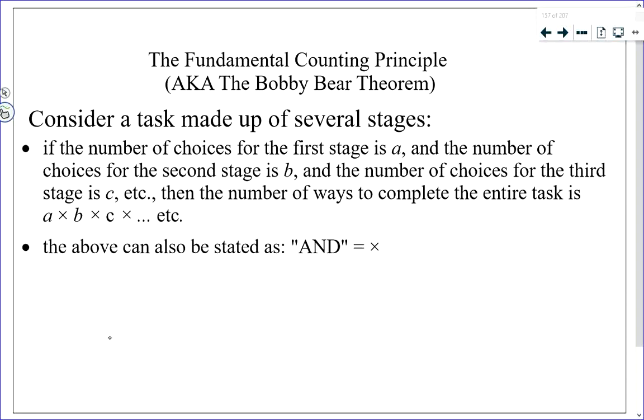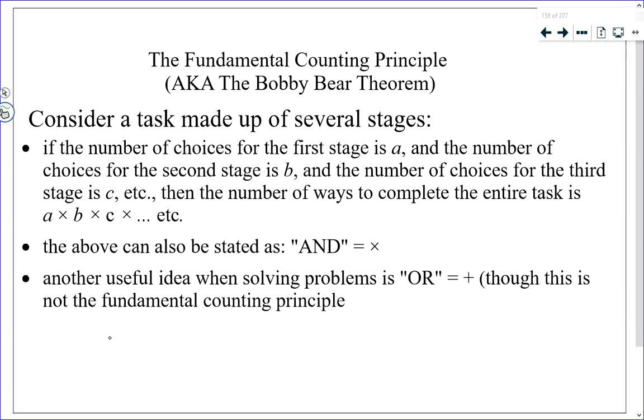You know, Bobby Bear might have a whole bunch of shirts to choose, a whole bunch of pants to choose from. He's got 3 belts and 4 pairs of shoes. And he has 5 hats. How many ways can he get dressed if he's going to wear one of everything? Well, you'd take the number of shirts times the number of pairs of pants times the number of belts times the number of pairs of shoes times the number of hats.